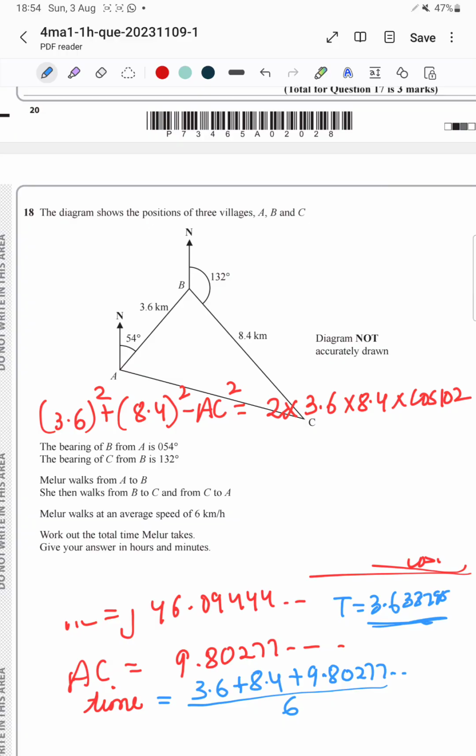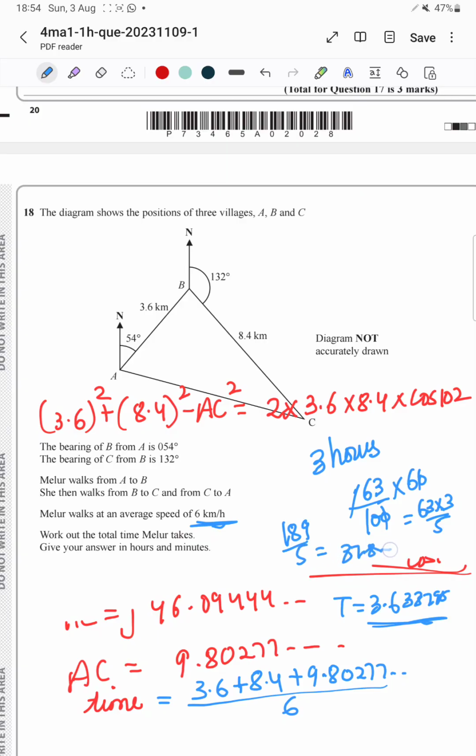So we have 3.63 something. We can say 3 hours are there for definite, because the speed is given in kilometers per hour. And 0.63. Sometimes we don't know how to convert this 0.63 into minutes. First I will divide it by 100 and then multiply by 60. So 63 times 3 by 5 gives 189 by 5, which comes out as 37.8, approximately 38 minutes. So my answer to this question is, the approximate time is 3 hours and 38 minutes.